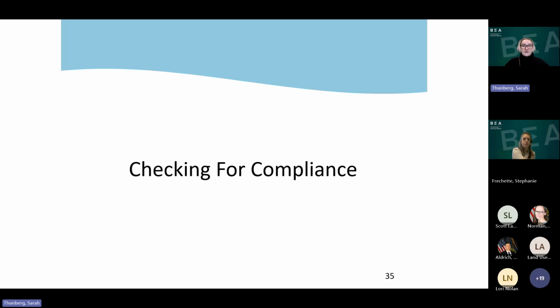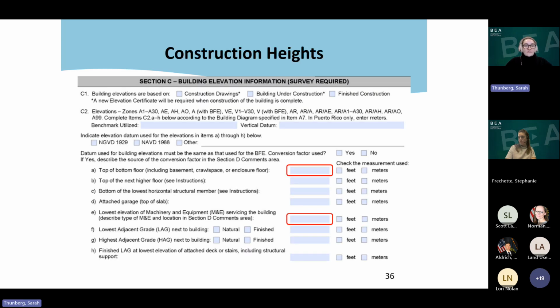Now, as a community official, you are likely not filling out most of these sections, and what you're really looking for is checking for compliance. So now I'm going to talk about the most important things as a floodplain administrator to check for on an elevation certificate. So the first most important thing that you need to be checking is the construction heights.